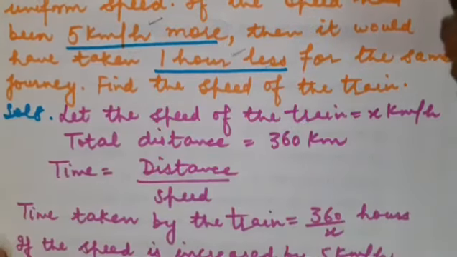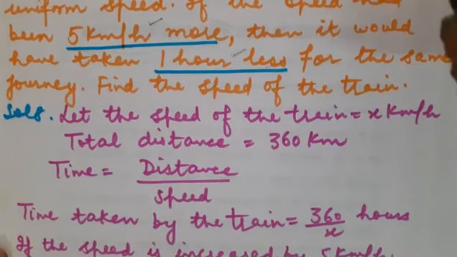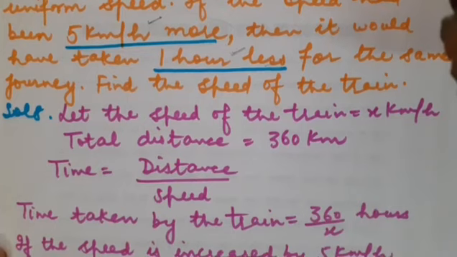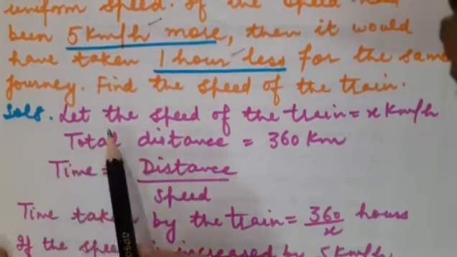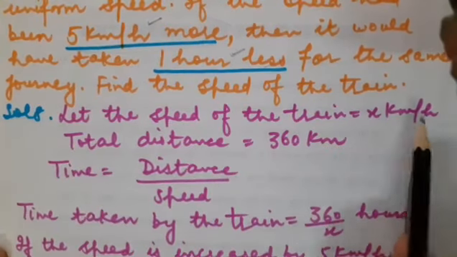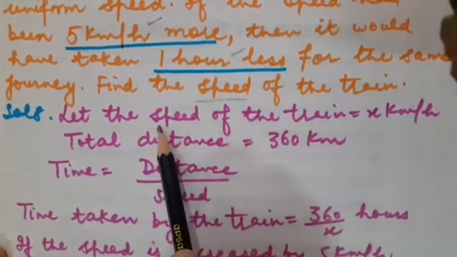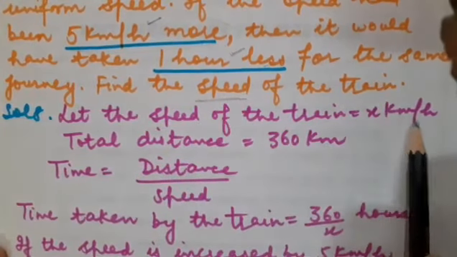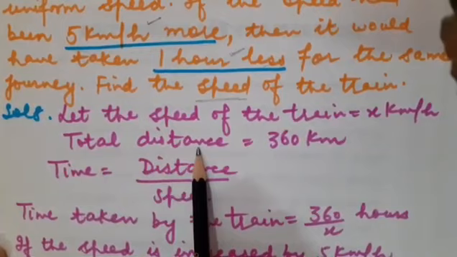The same type, children, we have learnt in our previous chapter also, when we were learning about a pair of linear equations in two variables. But here we have to deal with one variable only. So let us see how we will solve this question. Let the speed of the train be x km per hour. Whatever we have to find out, the same we are going to assume. Correct?